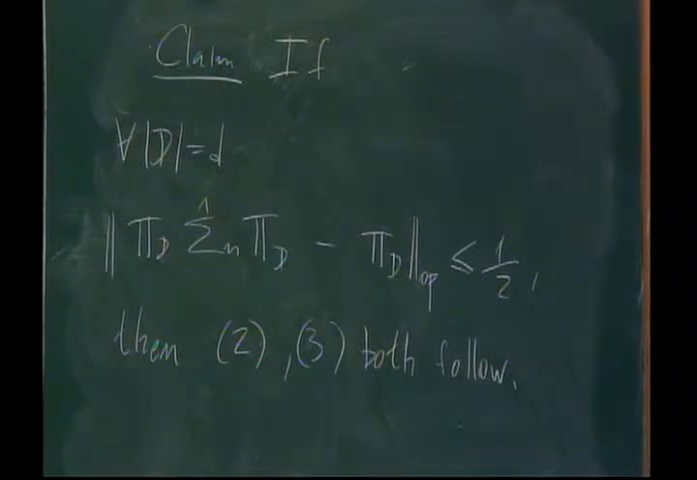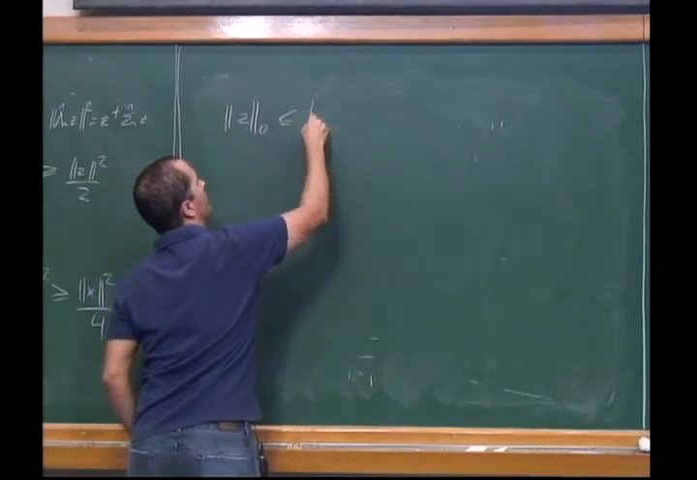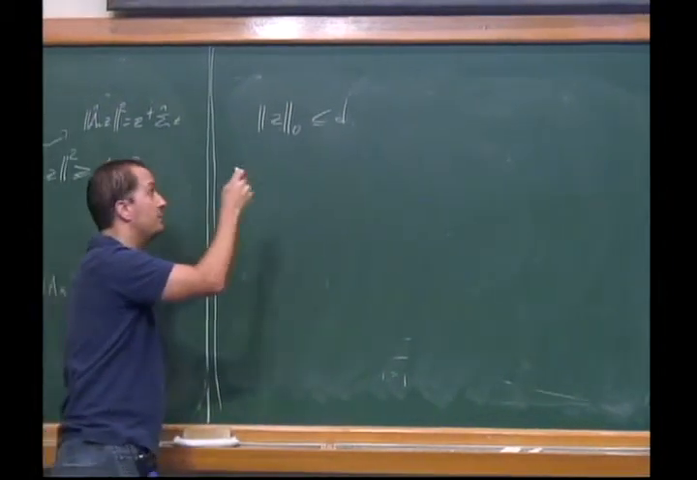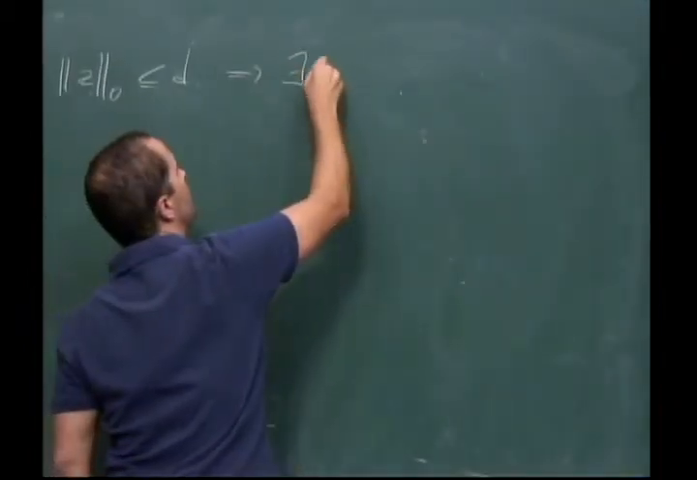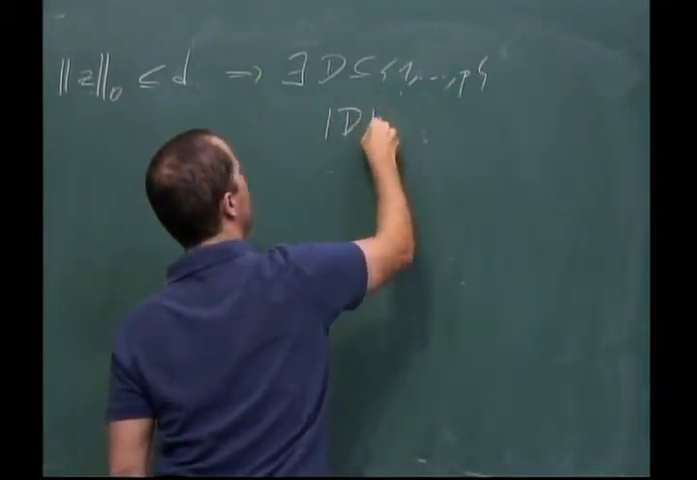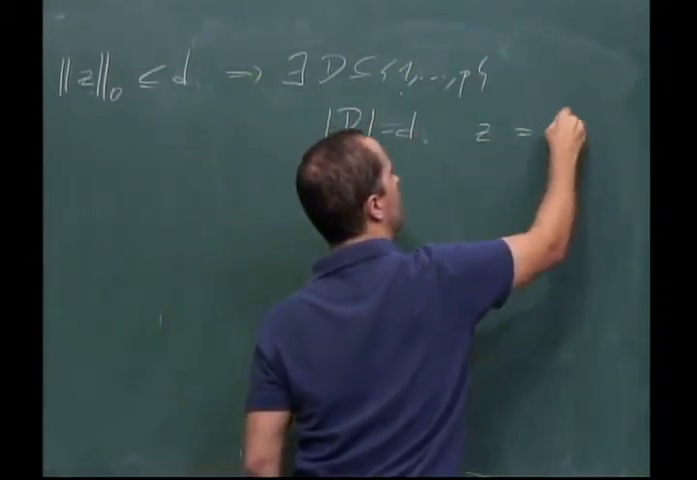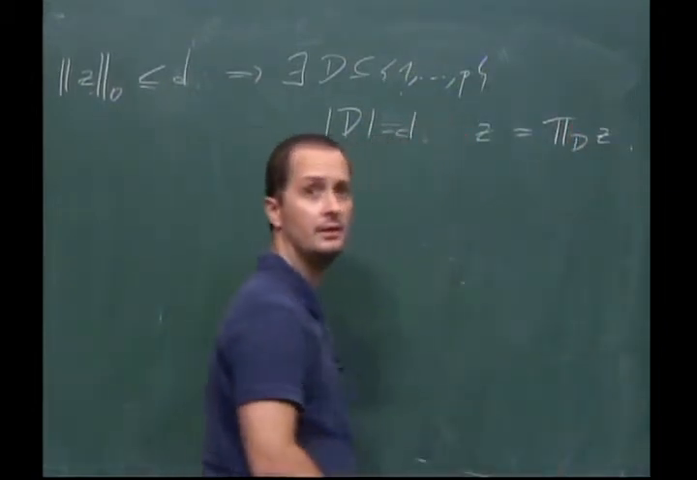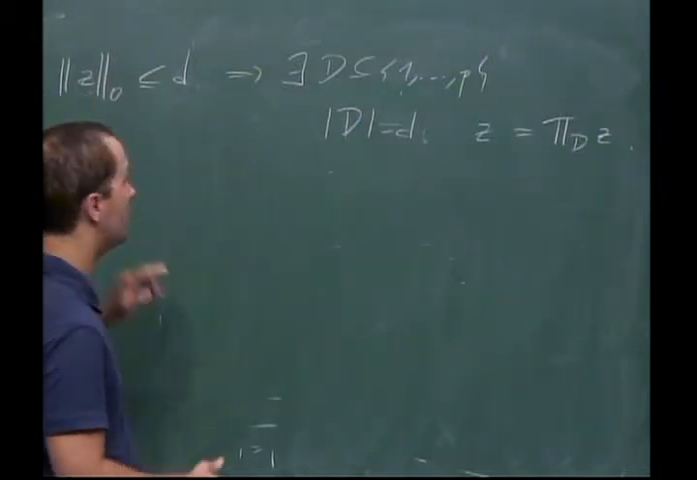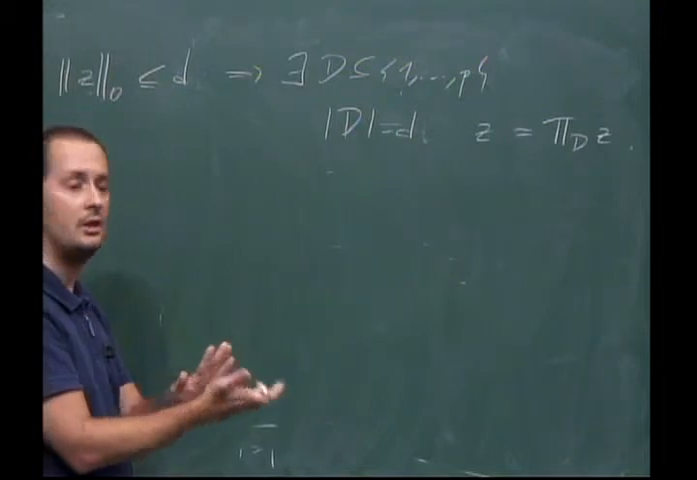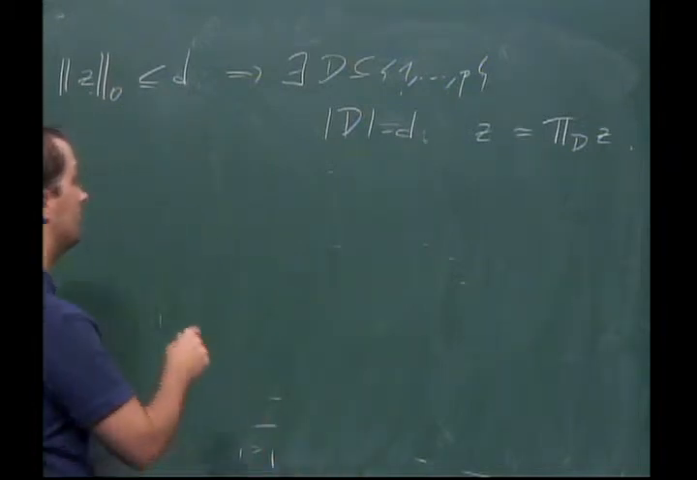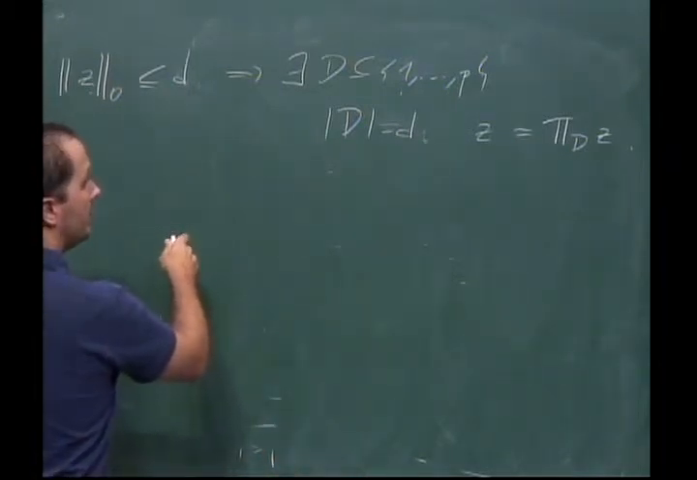So if you have a vector with d or fewer components that are different from 0, then there exists a subset of coordinates. I mean, this is really almost a tautology, right? There exists a subset of d coordinates such that z equals pi d of z. You're just saying, if you take all the coordinates on which z is non-zero, maybe add a few, then you're sure that the projection of z will preserve it. You're not killing any non-zero coordinates.